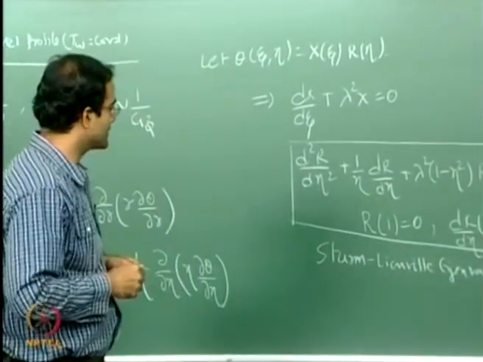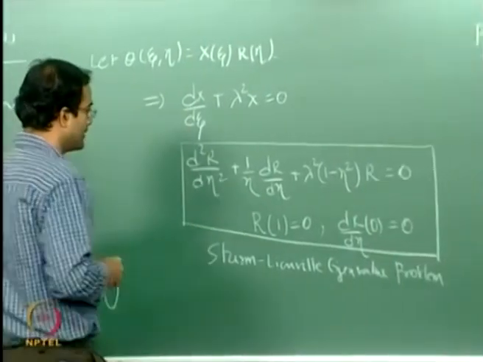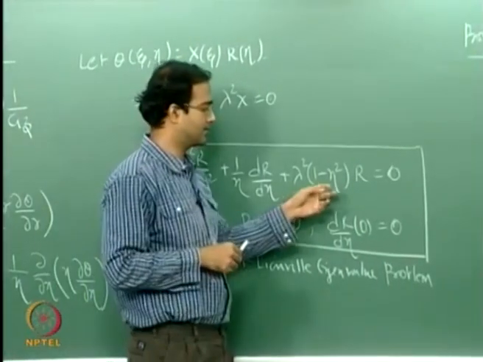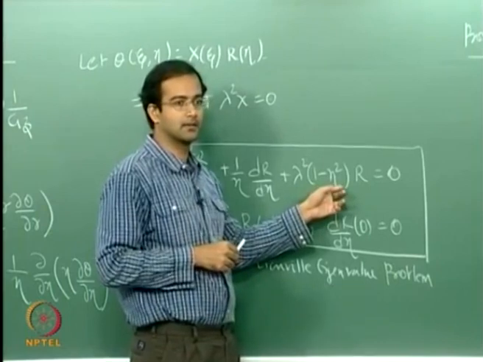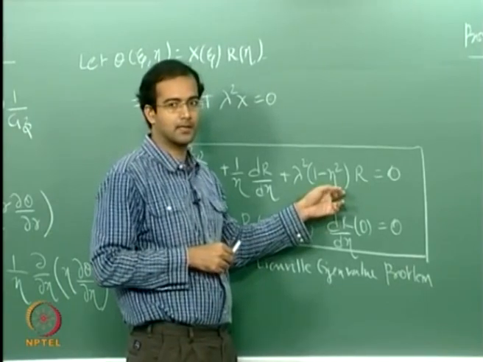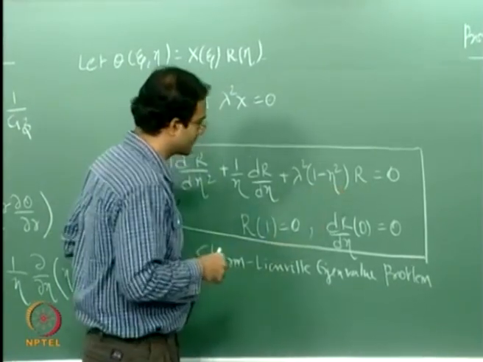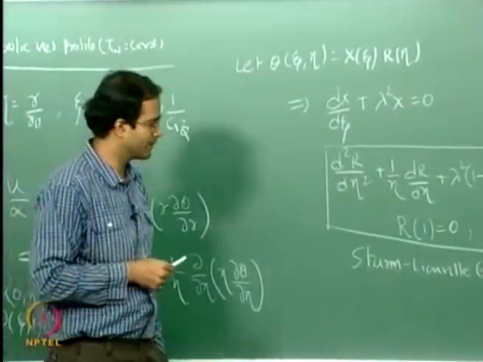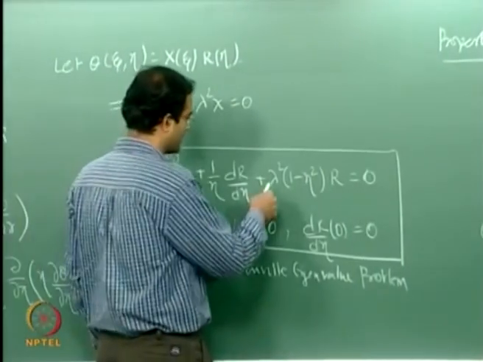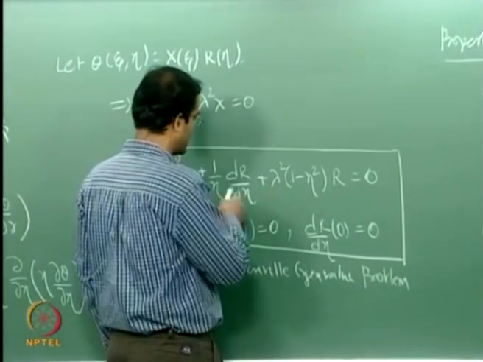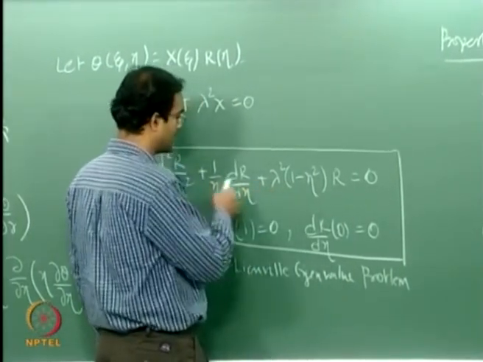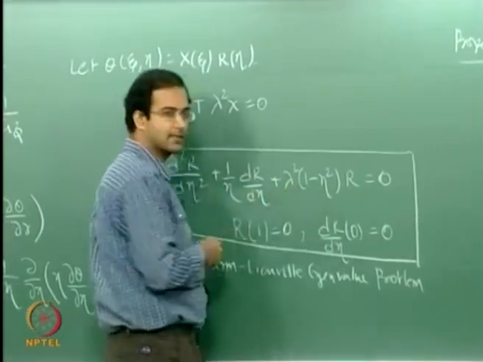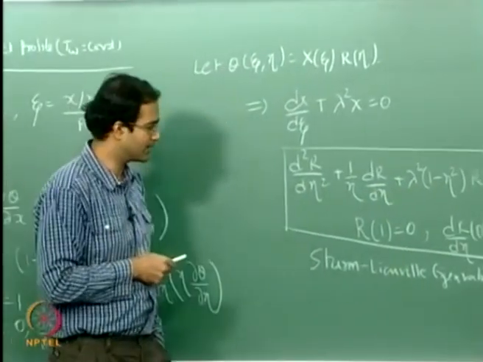If you compare this to the Bessel equation, you can find that this last term here is not the same. Therefore this is not a Bessel equation. If you look at the first two terms, they appear similar, but the third term is not the same, as it is a function of eta. If you multiply by eta square, you will have eta square into 1 minus eta square. That is different from the Bessel equation.